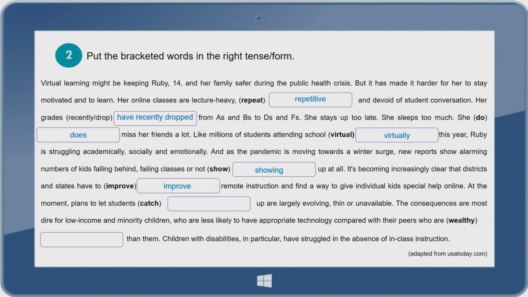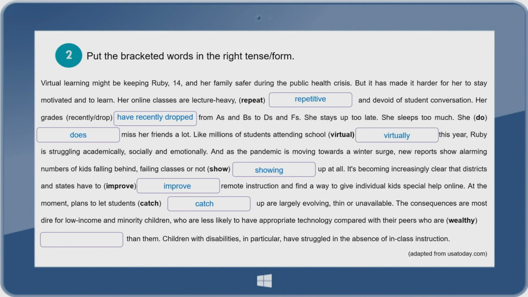At the moment, plans to let students. Let is one of the three causative verbs. Let, have, make someone do something. So, let is followed by a base form. To let students catch up, largely evolving, thin or unavailable.